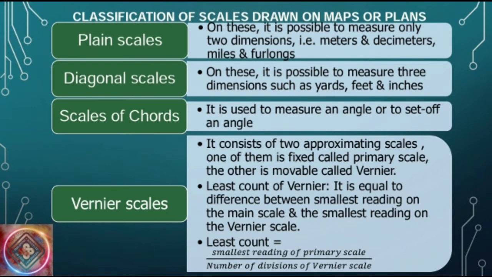Fourth, vernier scales. It consists of 2 approximating scales. One of them is fixed, called the primary scale. The other is movable, called the vernier. Least count of vernier: it is equal to the difference between the smallest reading on the main scale and the smallest reading on the vernier scale. The formula: least count is equal to the smallest reading of the primary scale over the number of divisions of the vernier scale.